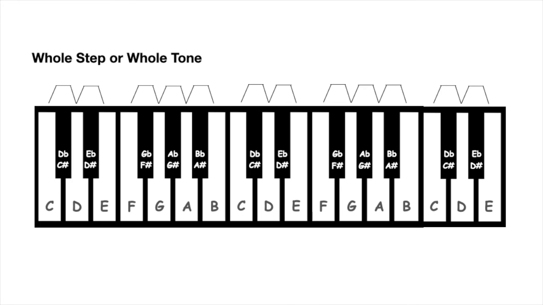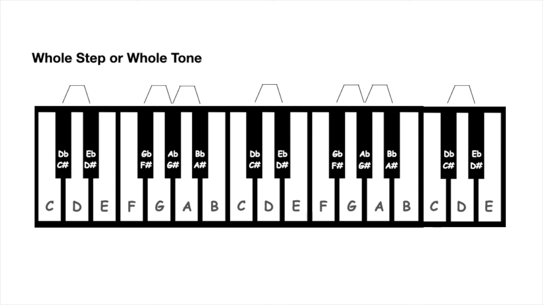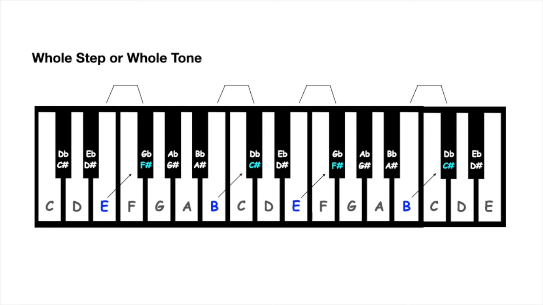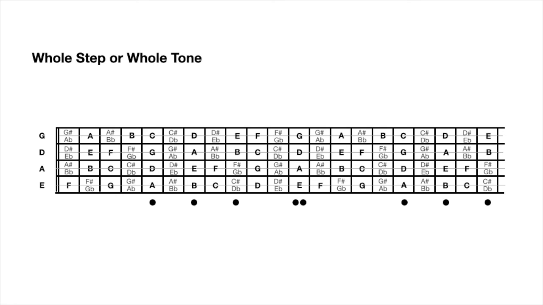Here are the whole steps or whole tones for the white keys on the piano keyboard. And here are the whole steps or whole tones for the black keys on the piano keyboard. On the piano keyboard, a whole step or whole tone spans two keys of the same color, except in the case of B to C sharp and E to F sharp, C to B flat, and F to E flat. For the bass, every time you go up or down two frets on the same string, that's a whole tone or whole step.